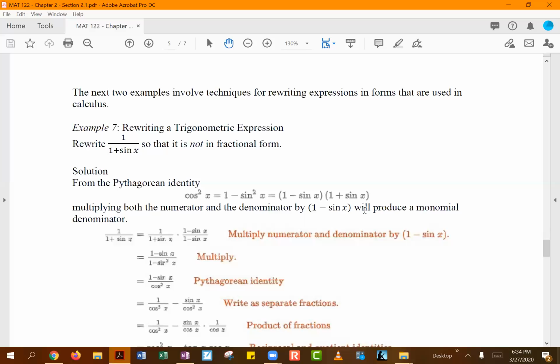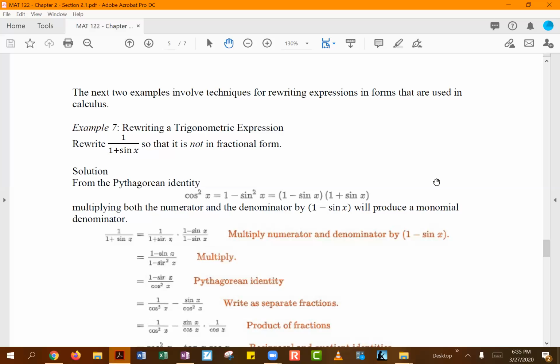from example 7 onward. So here we're looking at basically how we can rewrite our trigonometric expressions in a way that you can use them in calculus. So what we are looking at here is rewriting this expression 1 over 1 plus sine of x such that it is no longer in the fractional form. So basically you want to rewrite it so you don't have a fraction anymore.